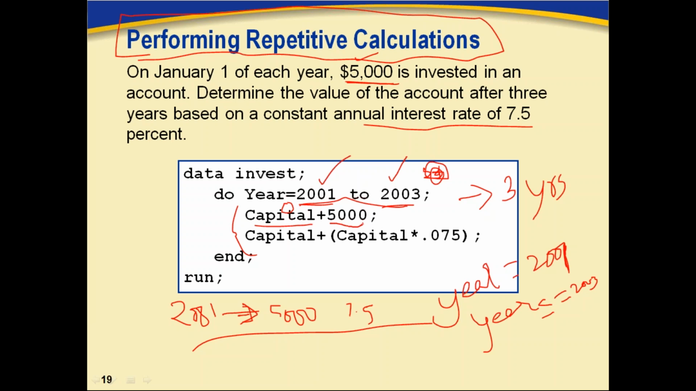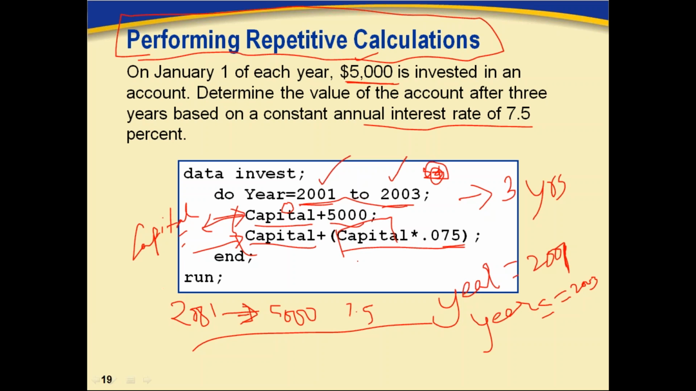Now 0 plus 5,000 is 5,000. Where will it store? It will store in capital. So capital equals capital plus 5,000. When it executes this statement, in capital you'll have 5,000, and it will execute the second SAS statement. On 5,000, we are calculating the interest at 7.5, and whatever interest you get, I want to add it to capital.